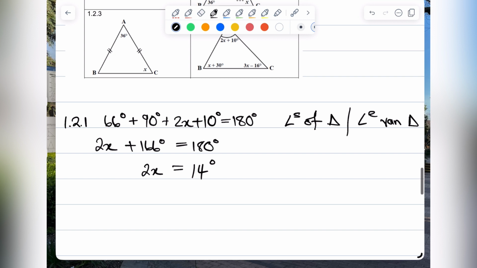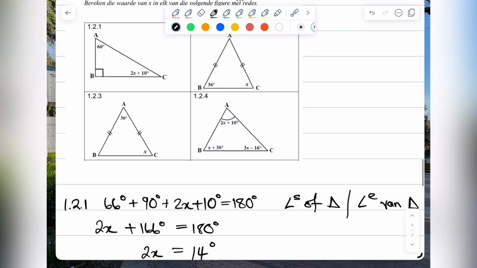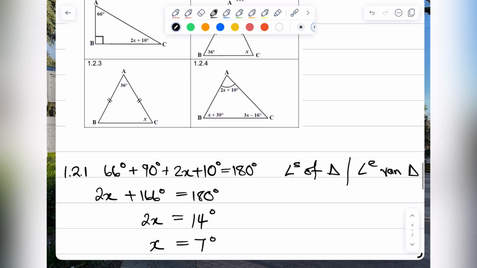Now please remember, you are not wanting to solve for 2x, you want to solve for x, so you still need to divide both sides by 2. So ons deel beide kante met 2, en ons kry 14 op 2 is 7 grade. So x is gelyk aan 7 grade vir 1.2.1.